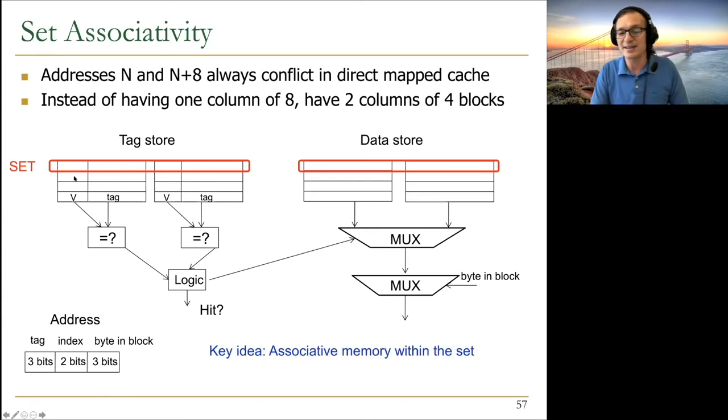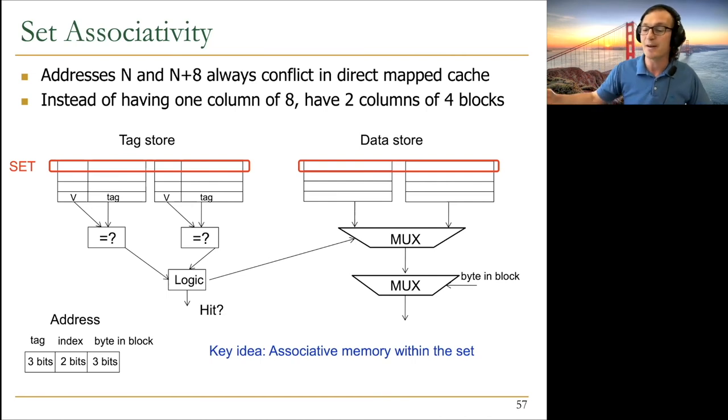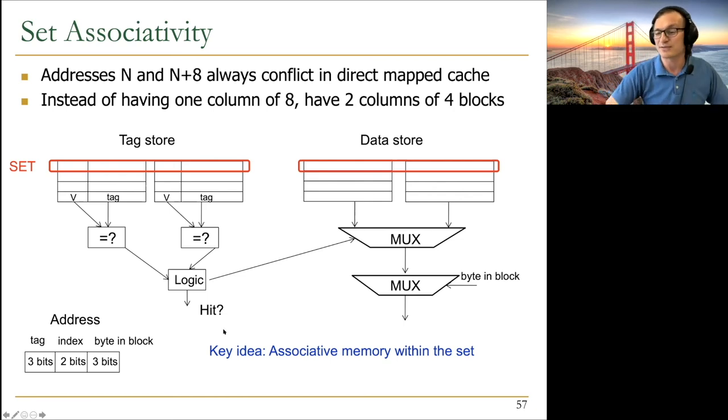So now you can take this to the next level. This is called associative memory within the set. If you look at the set, way 0 and way 1, you're accessing them concurrently and doing the content addressable match. You're checking the content of the tags, and you determine a hit or a miss based on the tag match. So there's an associative memory that we're including.